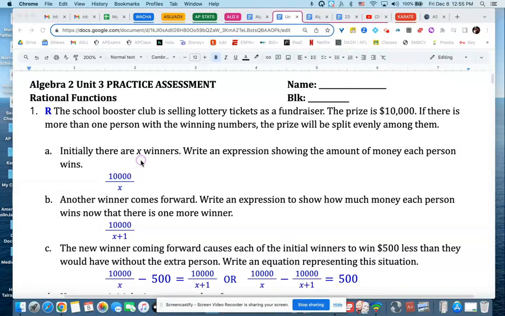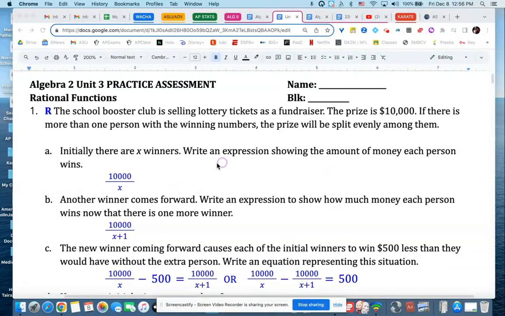We don't know how many, but if it was two winners, then each person would get $5,000, 10,000 divided by two. If it was five winners, then 10,000 divided by five, that would be $2,000 each, right? And then et cetera. So in general, if you had x winners, you'd be taking your $10,000 and dividing it equally among those winners. That's where this little equation comes from. You just divide by how many people won, and that will tell you how much money each person gets.